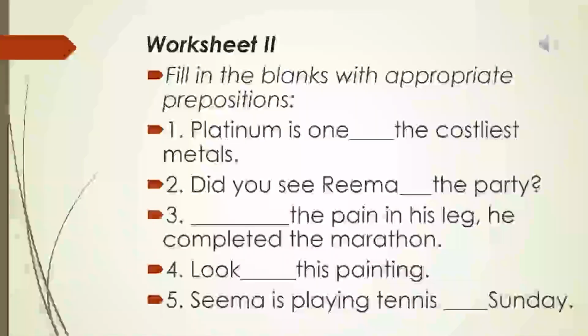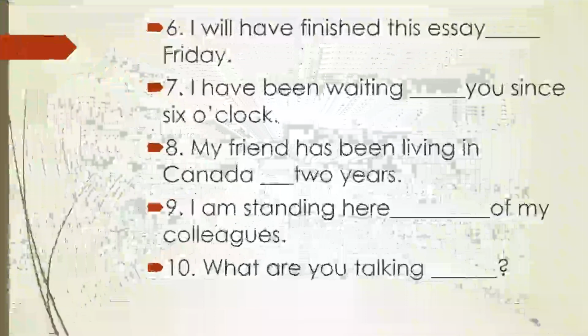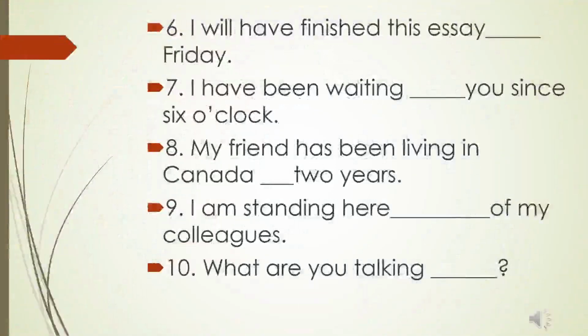The second worksheet also has 10 sentences. You need to fill in the blanks with appropriate prepositions. And do not forget, children, the most common being the words showing time, space, position and direction relationship. Kindly complete both the worksheets in your fair notebooks.